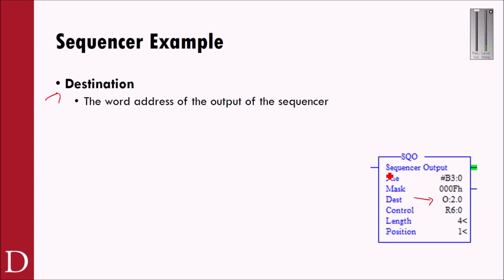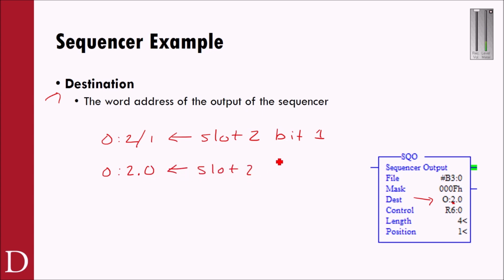So we know that this is slot 2, and a lot of times we say O:2/1. Well, that means slot 2, and it means bit 1, right? That just corresponds to a single bit. But as soon as I say O:2.0, now I'm saying, hey, slot 2, and as I look at my module here, my slot 2 module, you guys will be different. You'll be using a DC output module. Mine only has 8 bits because it's a relay output module.